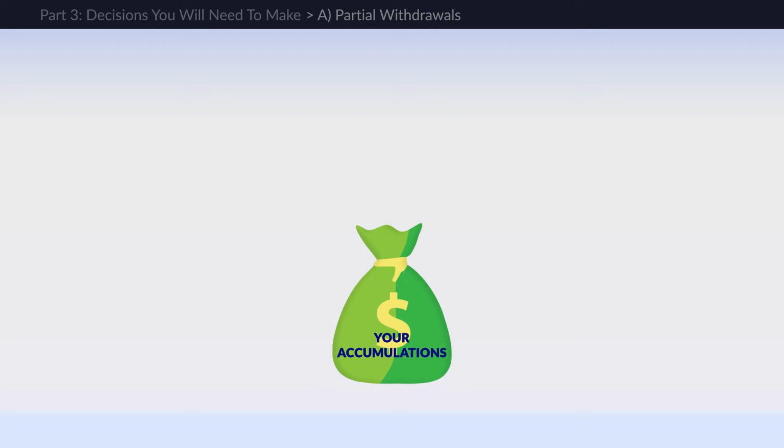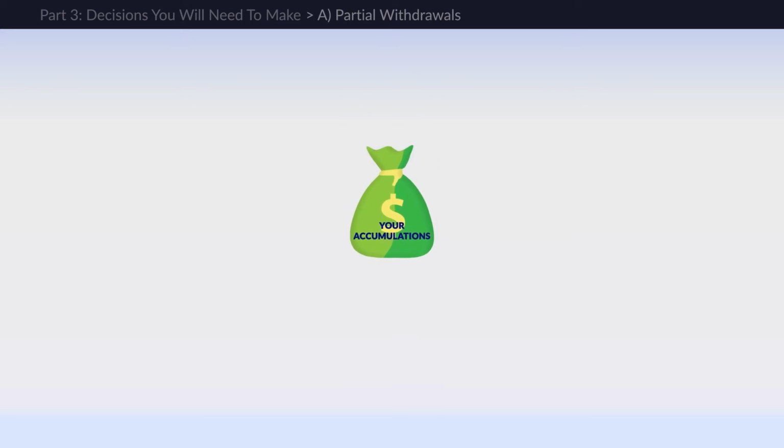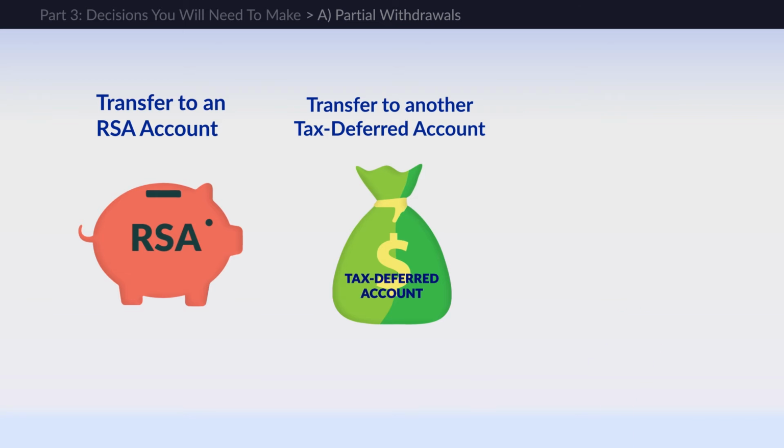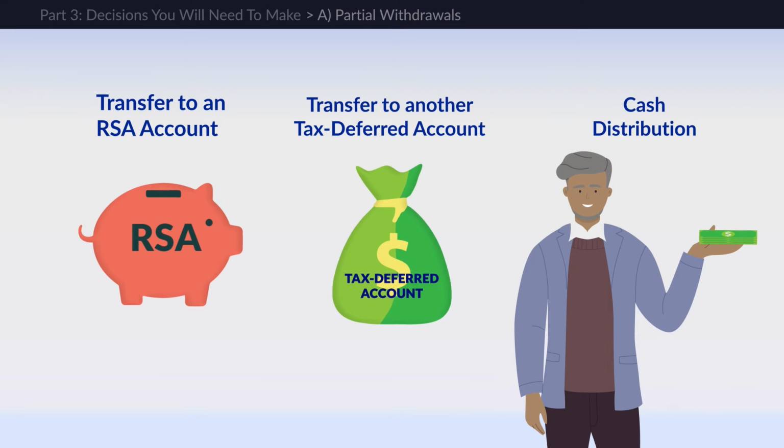For your account accumulations, you have the option to take a withdrawal of 100% of those accumulations and transfer them into a retirement savings account, into another tax-deferred account, or take a cash distribution.